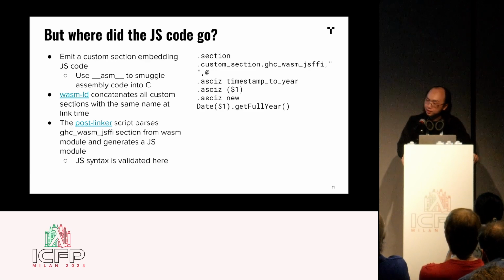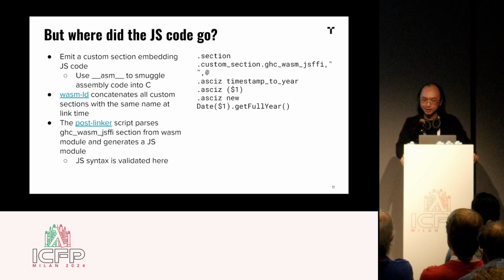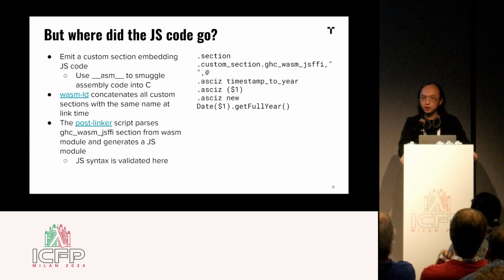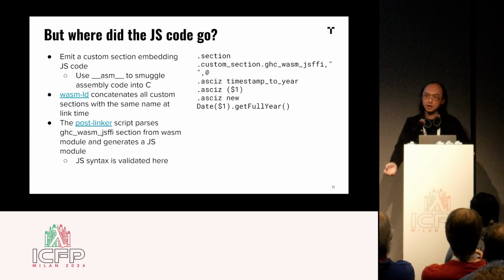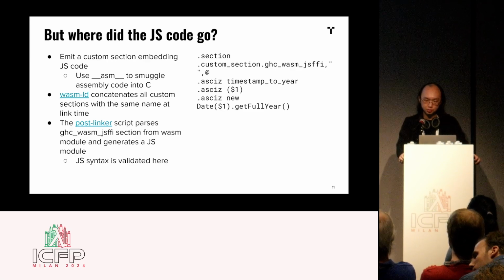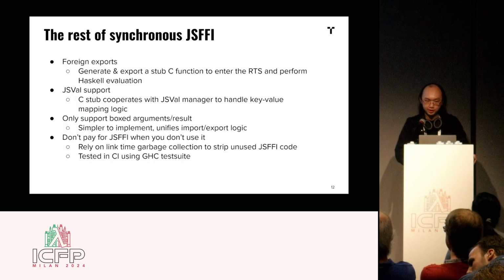So we can use the completely undocumented clang syntax. This is assembly text syntax for the WebAssembly text platform. So we can use the ASM syntax to smuggle this assembly code into C. So we put this JavaScript code snippet into a custom section. And then after linking, we have a post-linker script, which extracts this information from the Wasm module. And then we generate a JS module. And that JS module can be used to make this WebAssembly module really work. So this is where the JavaScript code has gone.